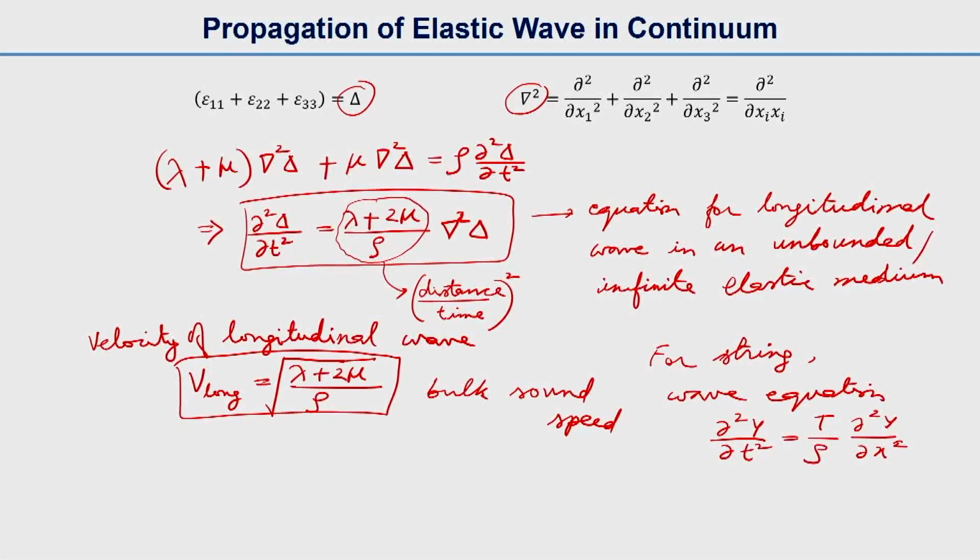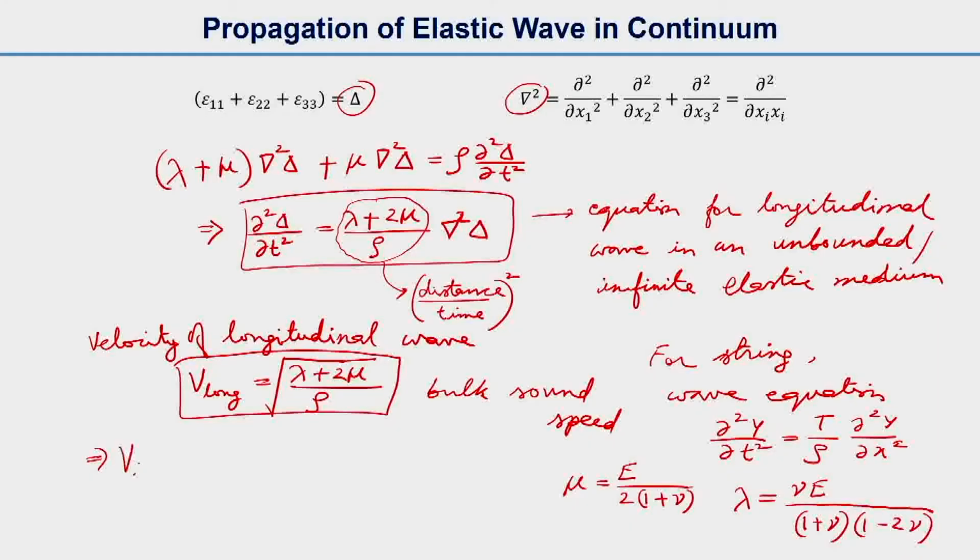If we use the relation between the Lamé constants and Young's modulus and Poisson's ratio, mu will be equal to E divided by 2 times 1 plus nu. Here E is the Young's modulus and nu is the Poisson's ratio. Similarly, lambda is equal to nu E, Poisson's ratio multiplied by Young's modulus, divided by 1 plus nu and multiplied by 1 minus twice nu.